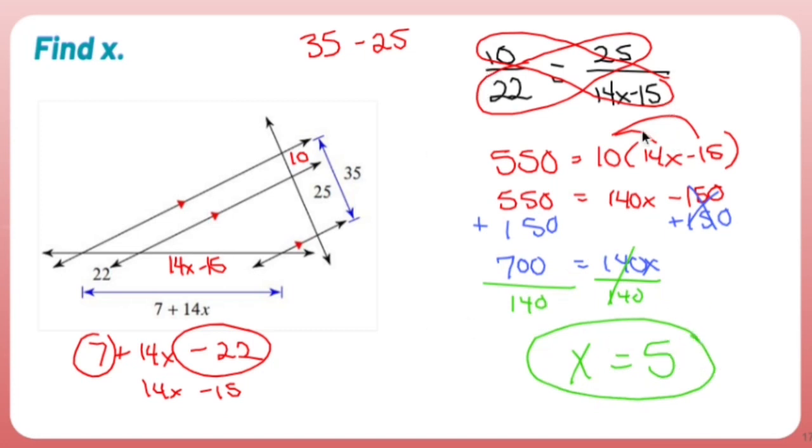Now, there's several ways that you could do this. There's several proportions that you could use, but I'm using the rule that we're given, and that rule is you have three parallel lines, that over that equals that over that. I could also have done 10 over 25 equals 22 over 14x minus 15. It'll all work out anyway because crisscross applesauce gives you a little bit of maneuverability. And that's it, we're done.